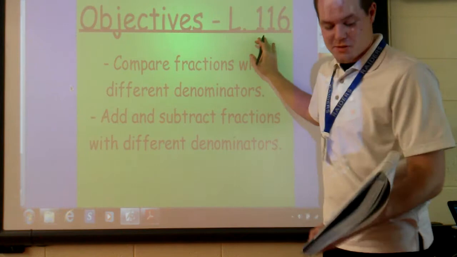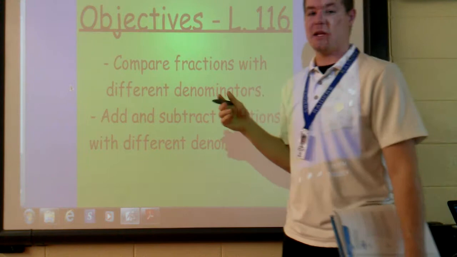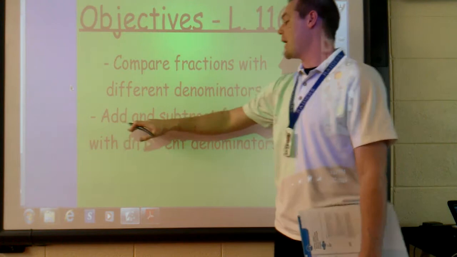The objectives for lesson 116 are to compare fractions with different denominators. In the past, we've always gotten two fractions with common denominators, and then we were able to compare them that way. Now they will not have the same denominator. We will also add and subtract fractions with different denominators.